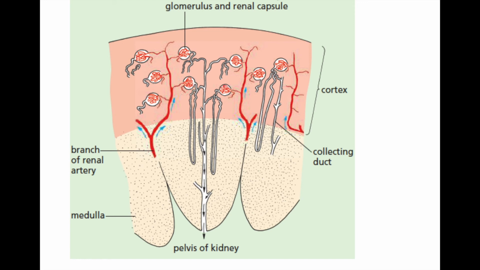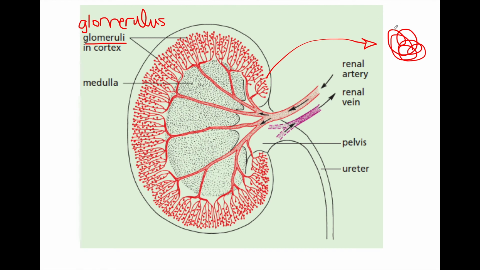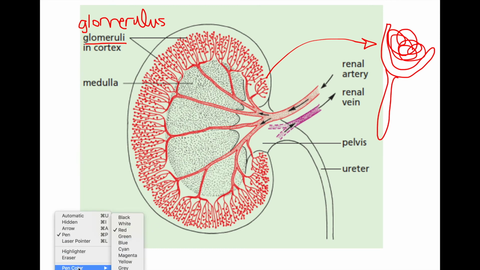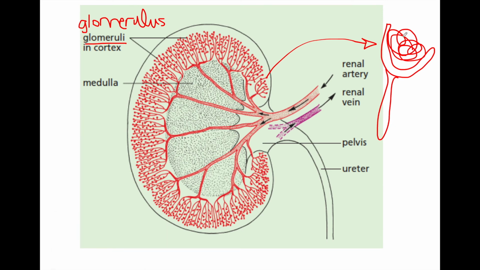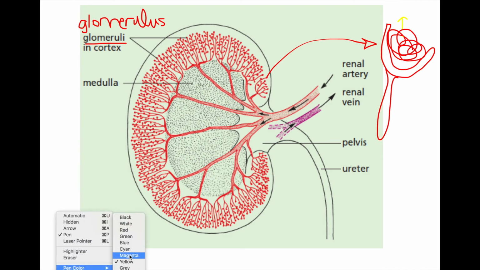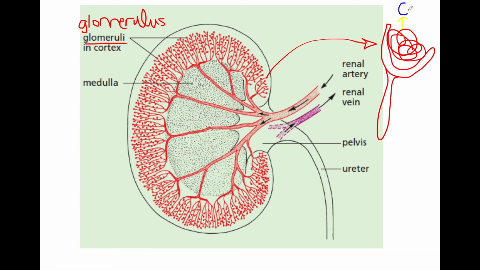This is called the renal capsule, and sometimes they call it Bowman's capsule. So, surrounding the glomeruli, we have something like a cup-shaped structure, and it is called the renal capsule. This is the glomerulus. And here we have the renal capsule. This is the renal capsule.